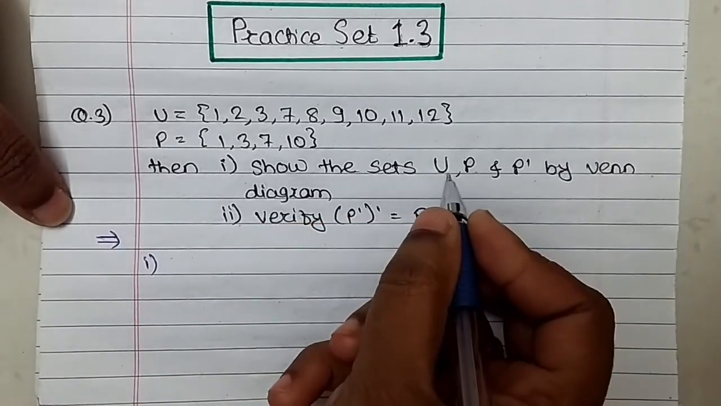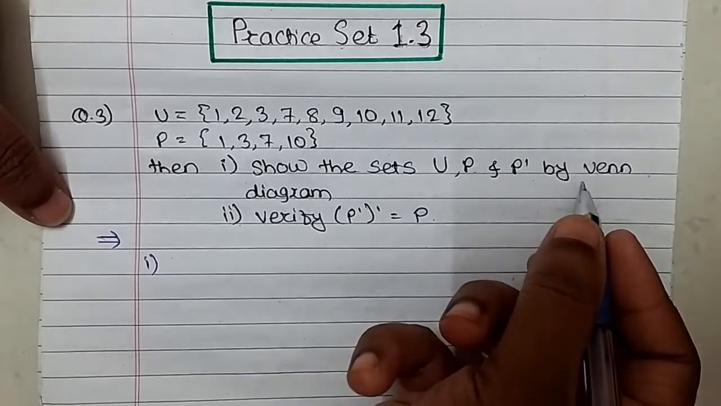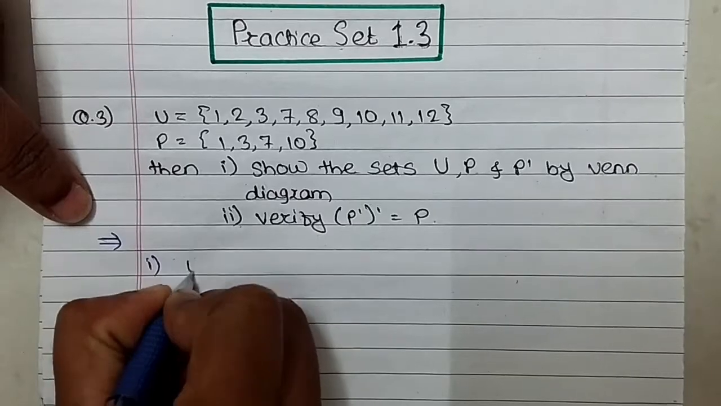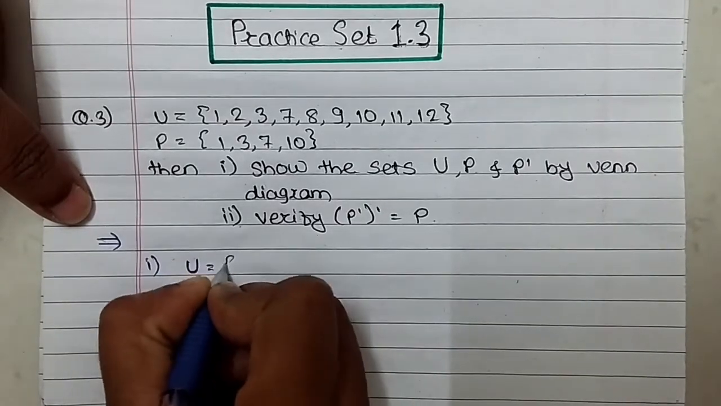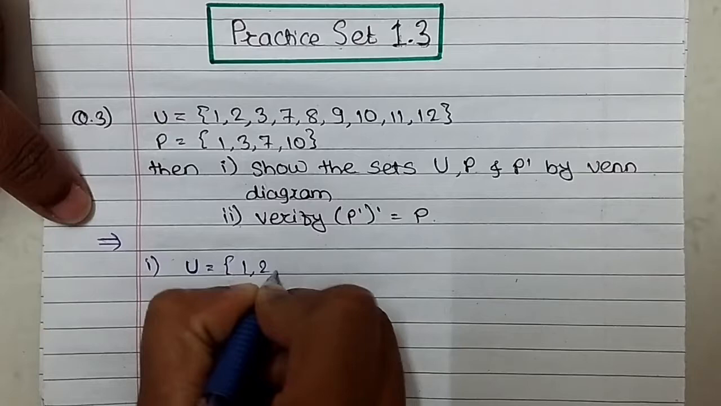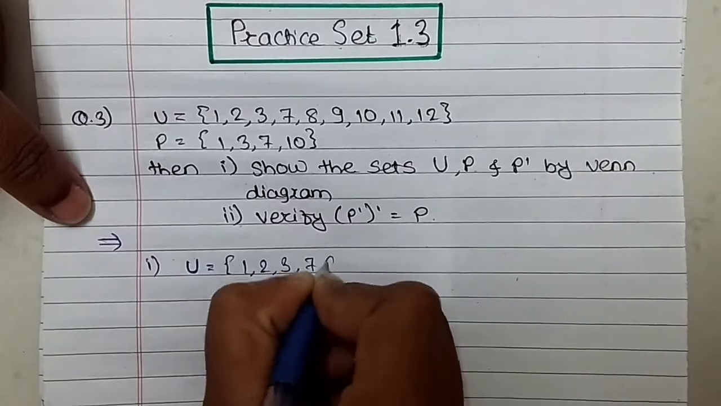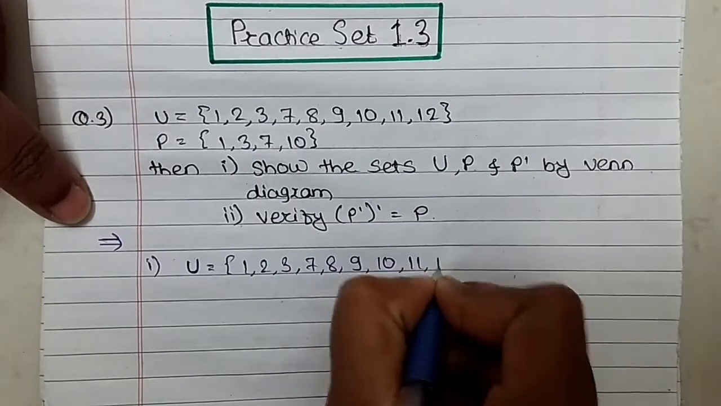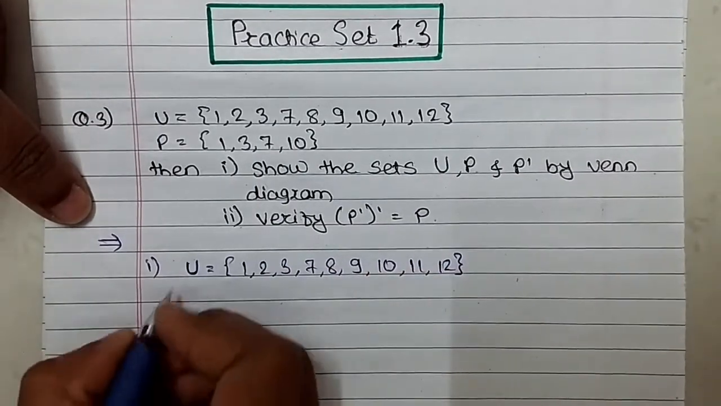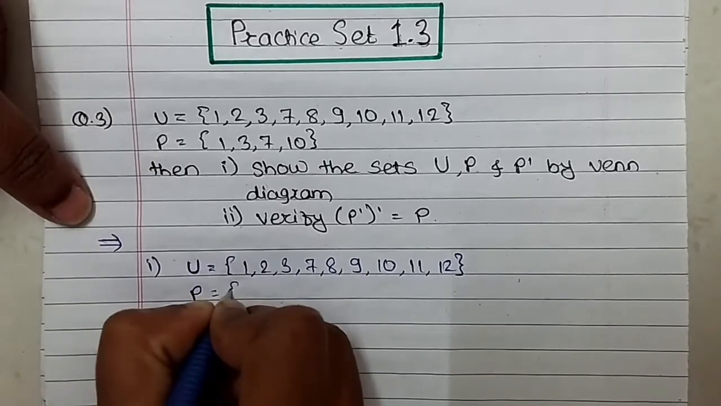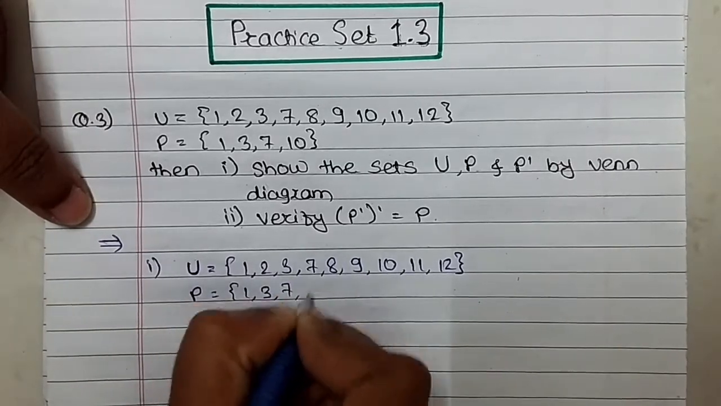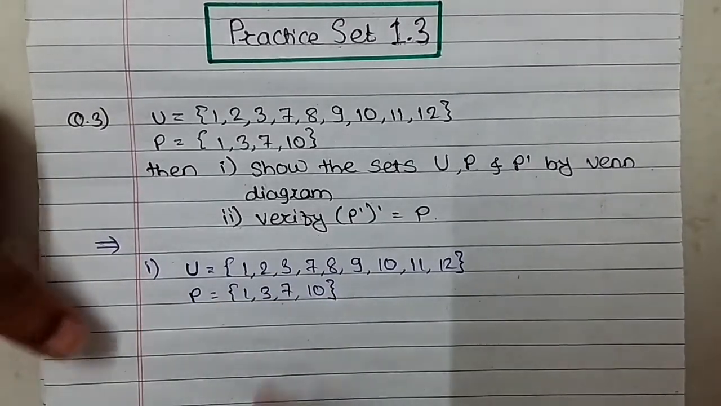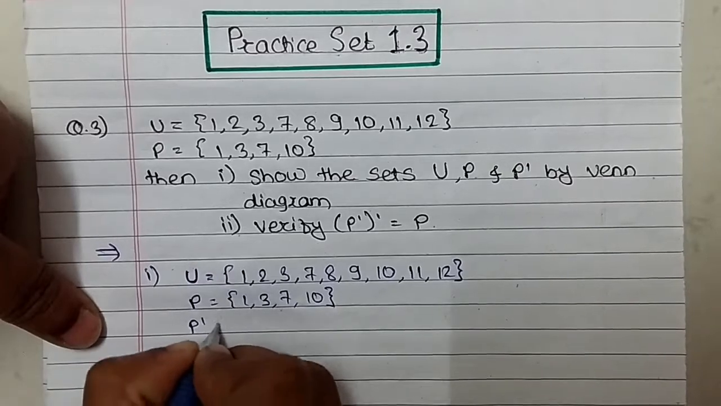Show the sets U, P and P dash by using Venn diagrams. So write down the given sets as they are. U set, the elements of U are 1, 2, 3, 7, 8, 9, 10, 11 and 12. And write down the second set, that is 1, 3, 7 and 10.